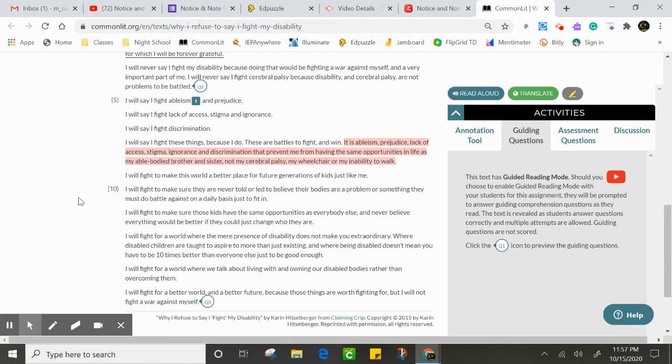She says it's not the wheelchair or her inability to walk that keeps her from being just like her able-bodied brother and sister, but it's the fact that she has to deal with this basically oppression of ableism and prejudice and lack of access, the stigma, the ignorance, and discrimination that all come along with her disability and the judgments people make. She says that's what sets her apart, not her actual disability. So that's our contrast and contradiction.